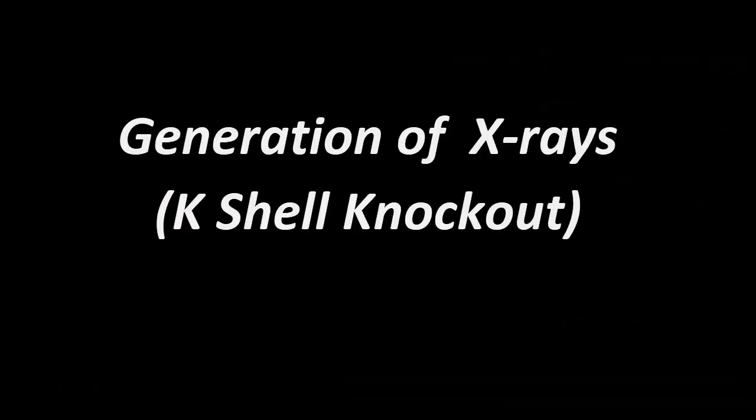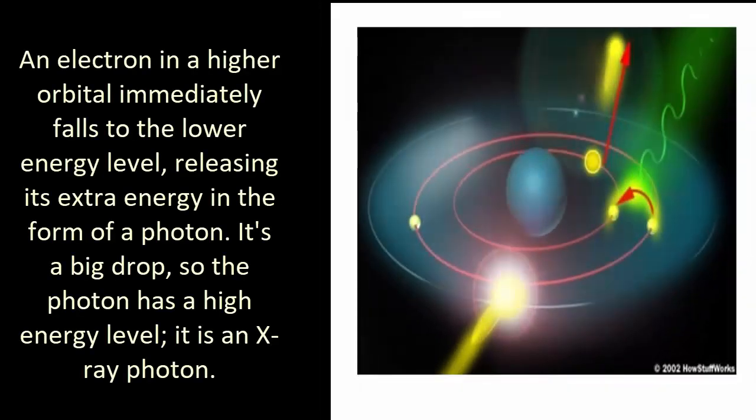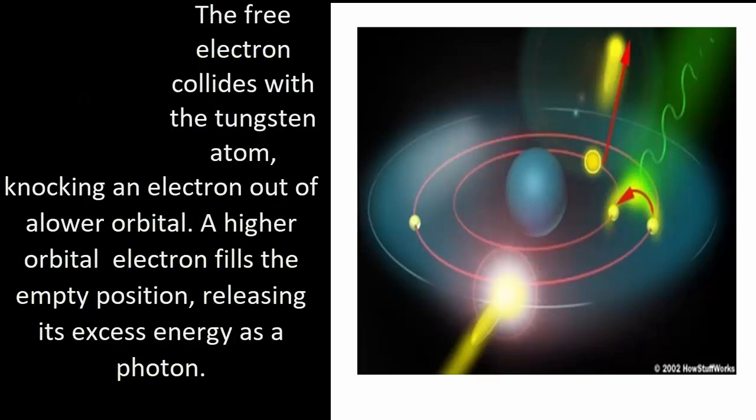Generation of X-rays, K-shell knockout. An electron in a higher orbital immediately falls to the lower energy level, releasing its extra energy in the form of a photon. It's a big drop, so the photon has a high energy level. It is an X-ray photon. The free electron collides with the tungsten atom, knocking an electron out of a lower orbital. A higher orbital electron fills the empty position, releasing its excess energy as a photon.